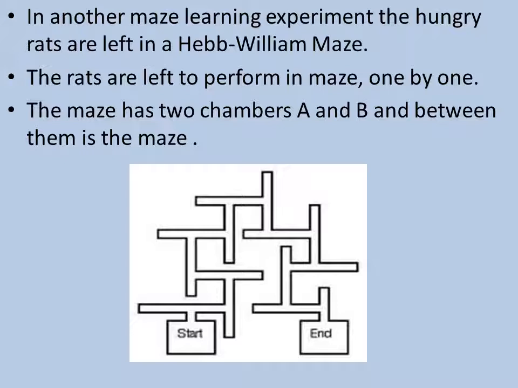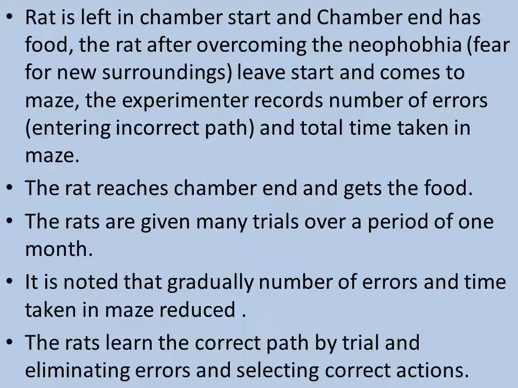The maze has two chambers, A and B, and between them is the maze. So you can see there is a start point and there is an end point. There are various galleries with blind ends, and the animal has to start from the start point where the rat is kept. It moves along in this maze area, and the end contains the reinforcement, that is the food. The rat is left in the start chamber, and the end chamber has the food. The rat, after overcoming neophobia, that is fear of new surroundings, leaves and comes to the maze.